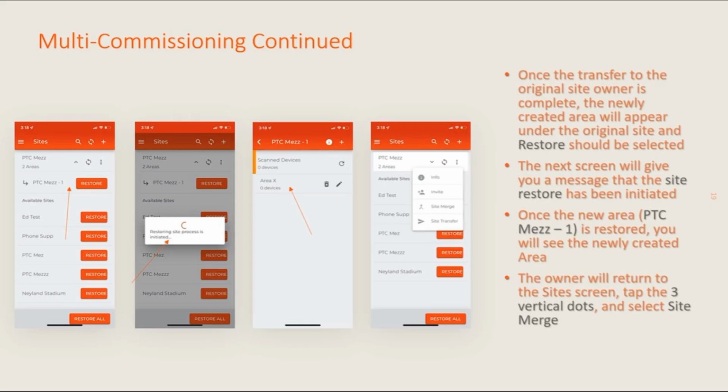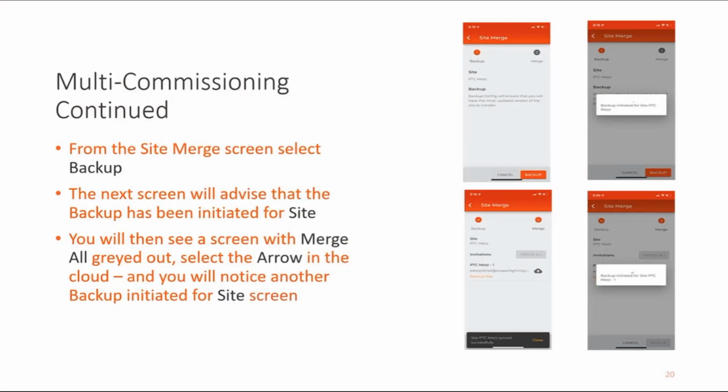Once the new area has been restored, the owner will return to the site screen and tap the 3 vertical dots once again and select Site Merge. From the Site Merge screen, select Backup. You will see that our backup is initiated for our PTC Mez site.